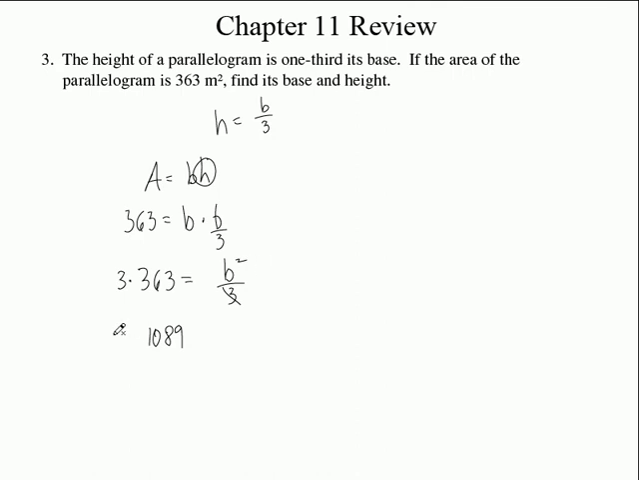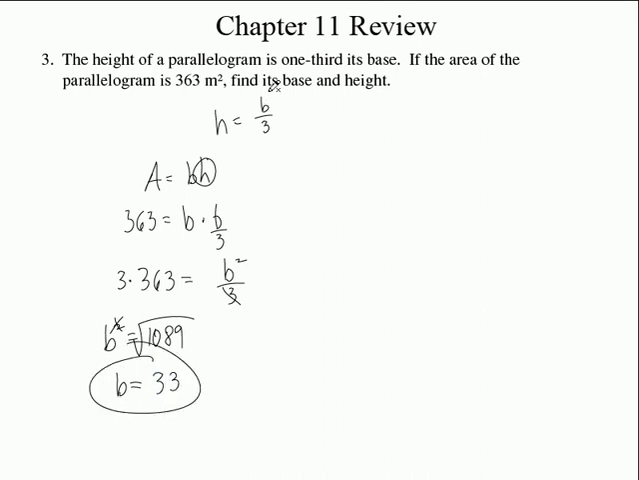And that equals b squared. I'm just going to put it over here. I like it on the left-hand side. So it's 1089. Take the square root of 1089. So b equals, watch, get rid of this by the square root, get rid of that by the square root, and so that's going to give you 33. So the base is 33.